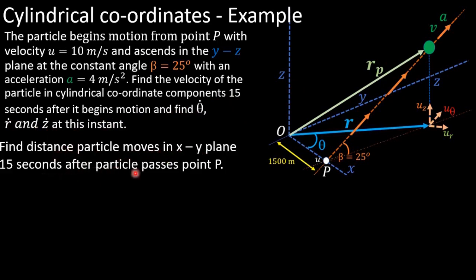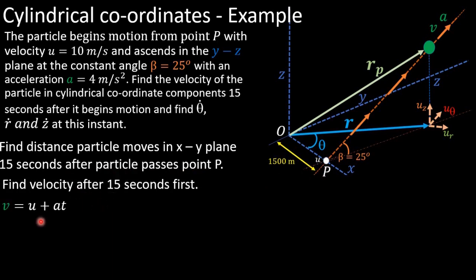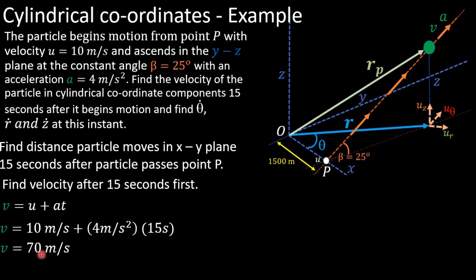Okay, so first we're going to find the distance the particle moves in the xy plane 15 seconds after the particle passes the point P. Okay, so we're trying to find the distance in the xy plane. First we're going to find the velocity after 15 seconds. So the velocity is going to be u plus at. So we saw this from rectilinear motion. I've just renamed v sub 0 as u. So I put my numbers in and I get v equals 70 meters per second.